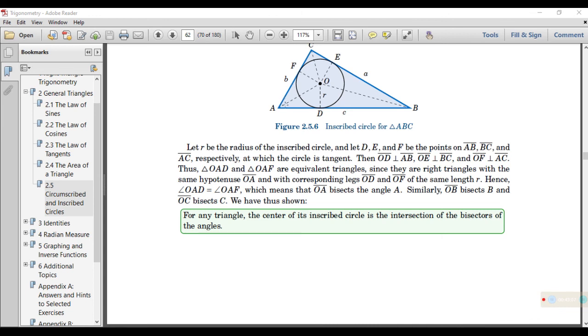So, si angle A, hinati mo siya. Ito yung line segment niya. Si angle B, hinati mo siya. Ito yung line segment ng bisector niya. Si angle C, hinati mo siya. Ito yung line segment ng bisector niya. Pag in-extend mo yung mga bisectors na yan, magi-intersect sila at one point. Yung point of intersection nila, yun ang center ng circle mo.